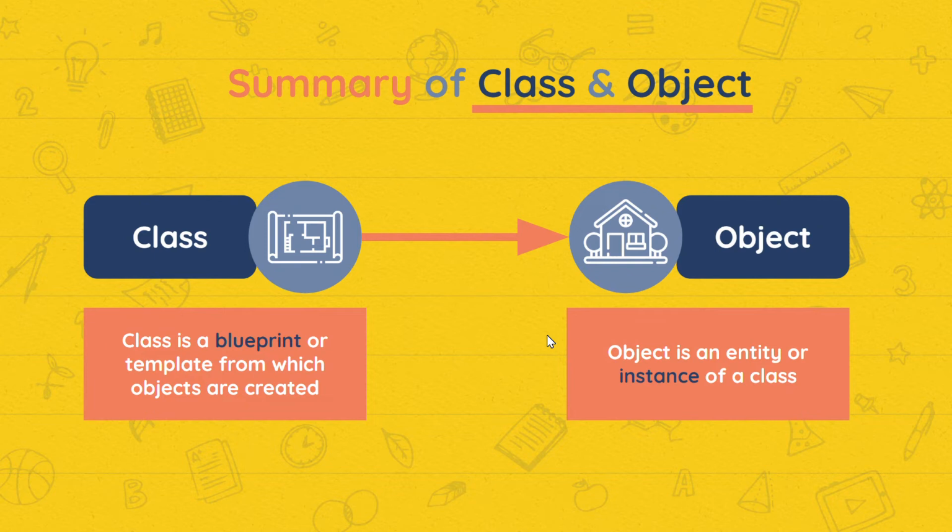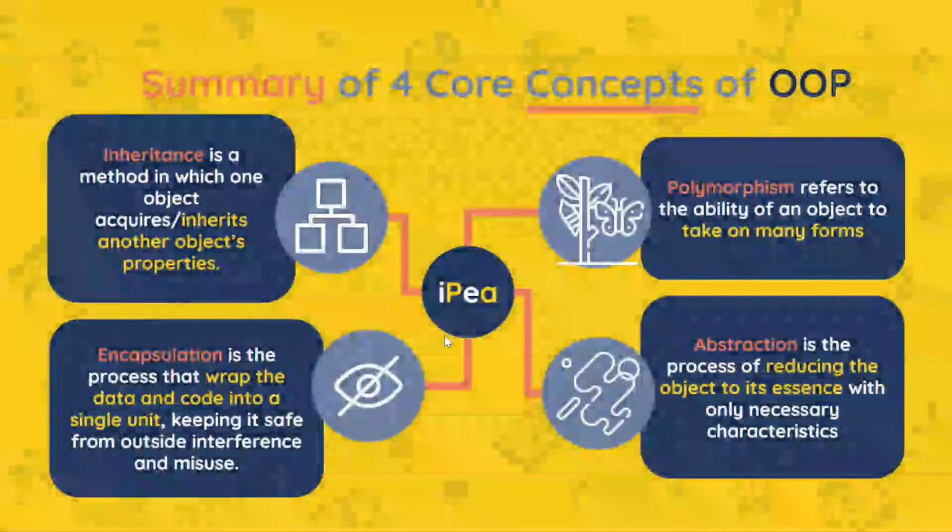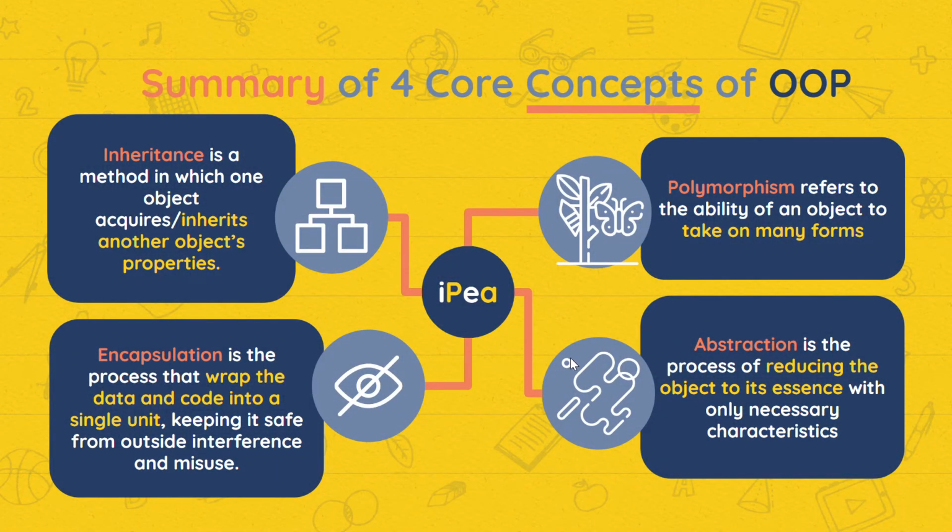So in summary, after we have gone through all the concepts, you have to remember that a class is a blueprint or template. An object is an entity or instance of that class. The 4 core concepts of object-oriented programming are inheritance, polymorphism, encapsulation, and abstraction. Inheritance is about inheriting certain traits, properties, and methods from the parent.